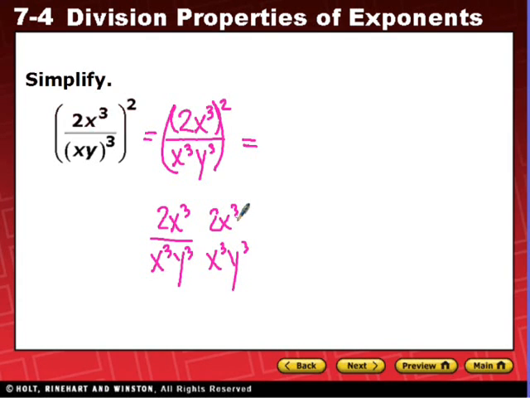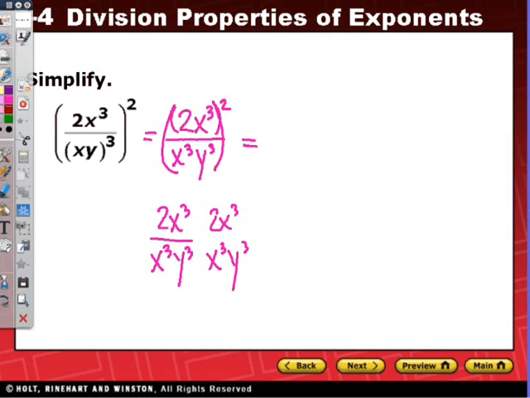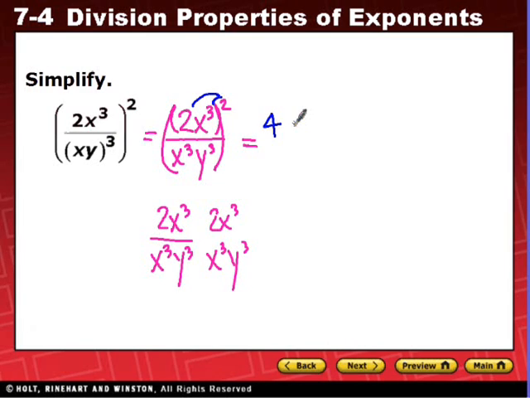And then you can multiply the 2 2's together. Otherwise, you can use the shortcut, right? We're going to go ahead and do 2 squared is 4. X cubed squared is x to the 6th. And the bottom also. Move it down here if it helps you. X cubed squared is x to the 6th. Y cubed squared is y to the 6th. And now I have x to the 6th in both places, so I can get rid of that. And I end up with 4 over y to the 6th power.